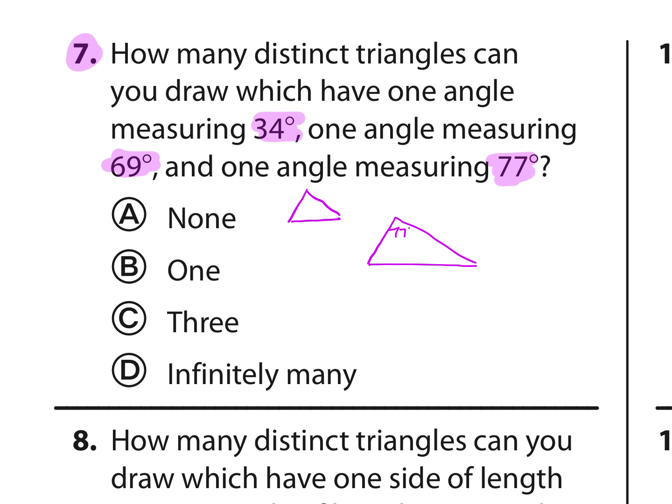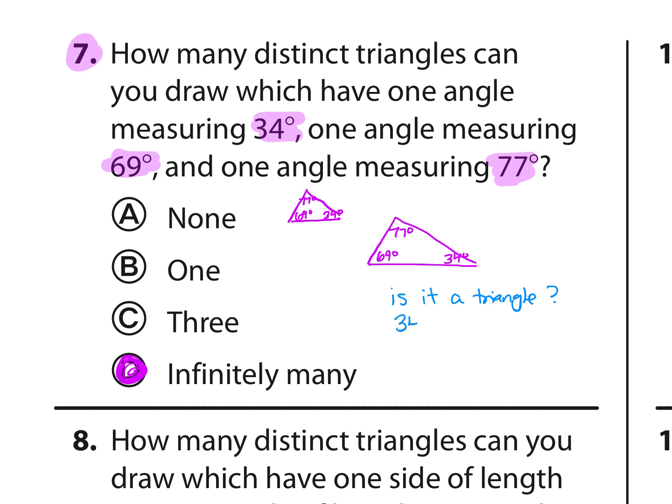So you could have this 77 degree, 69 degree, and 34 degree. No matter what size triangle you're drawing, you could even make it a much larger triangle. So there's an infinite number of possible triangles that could have those angle measures. We could check it and see, is it a triangle? Although we do know if it is a triangle, there's an infinite number.